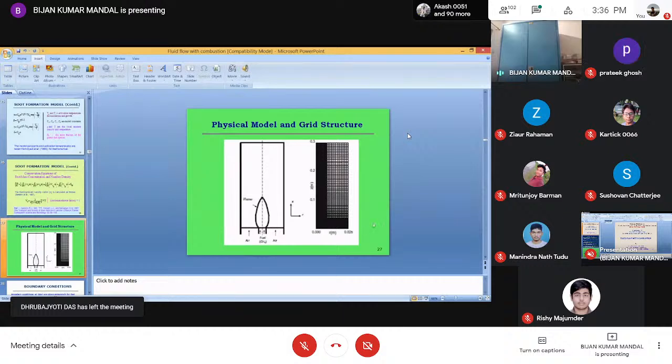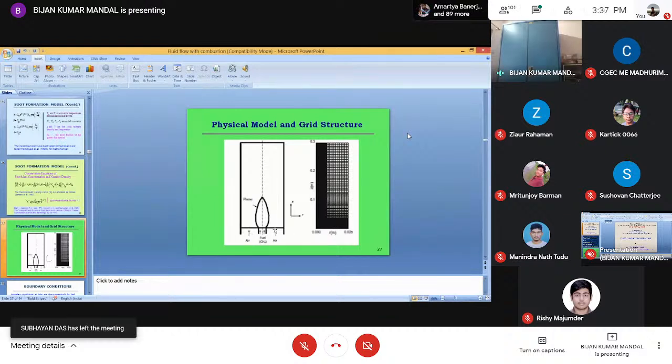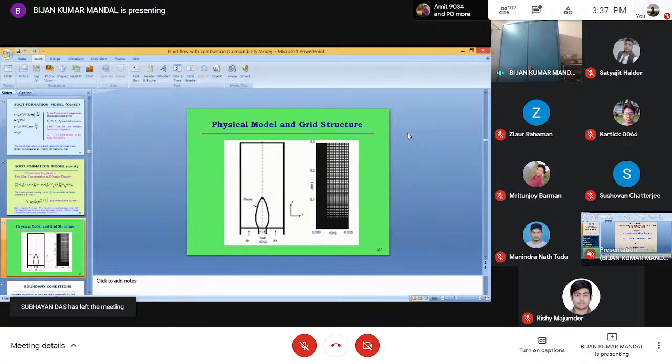And this is done intentionally. Where the chances of variation of the variables are very high, there we take the fine grids, obviously in the center, and where combustion is taking place just after the burner. This is the burner, where fuel is entering. So that's why this is the grid size.